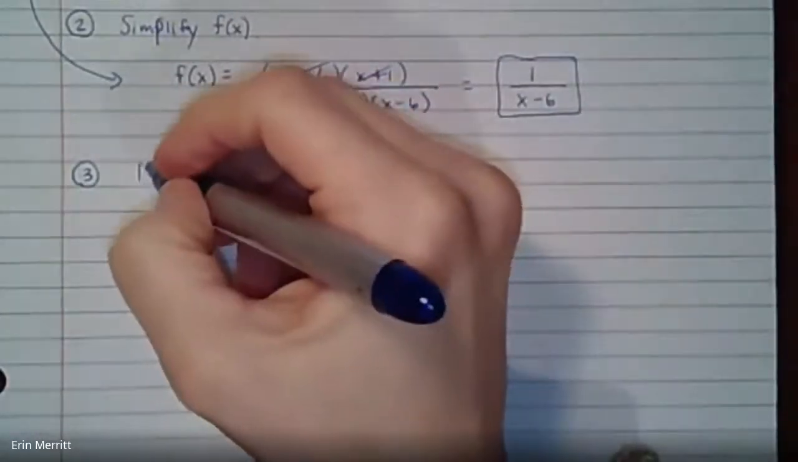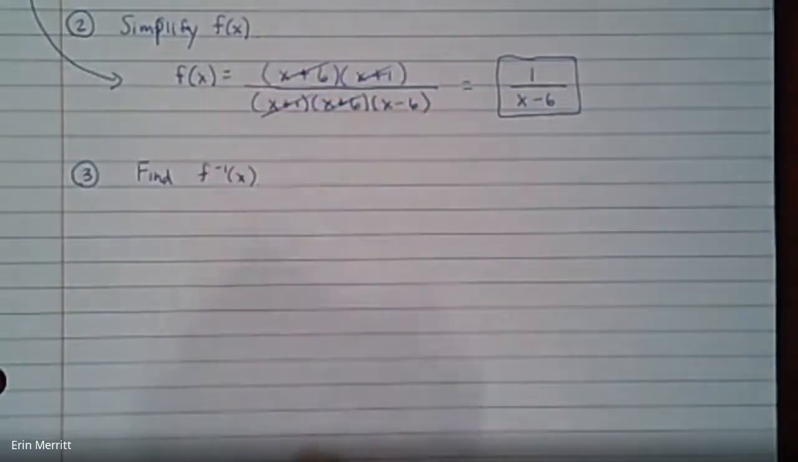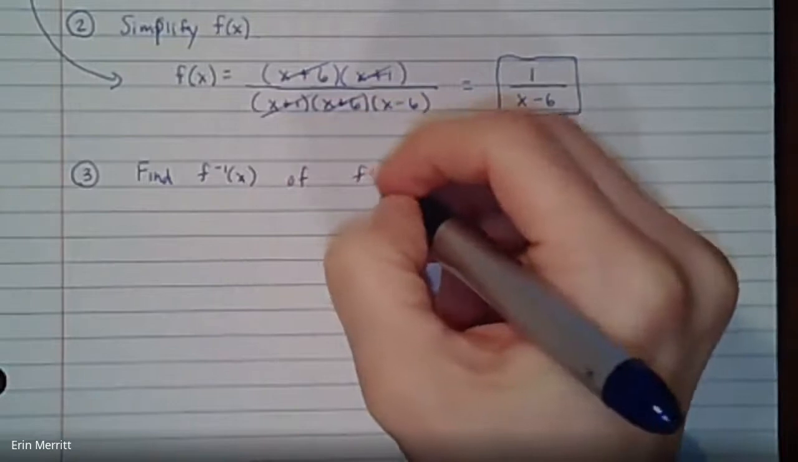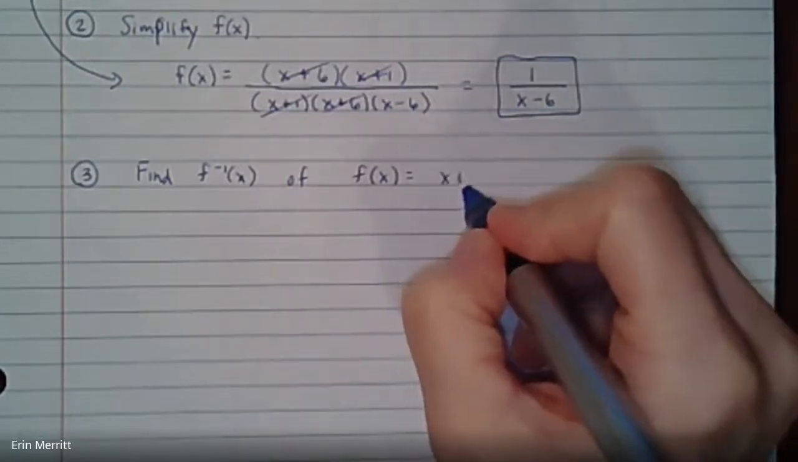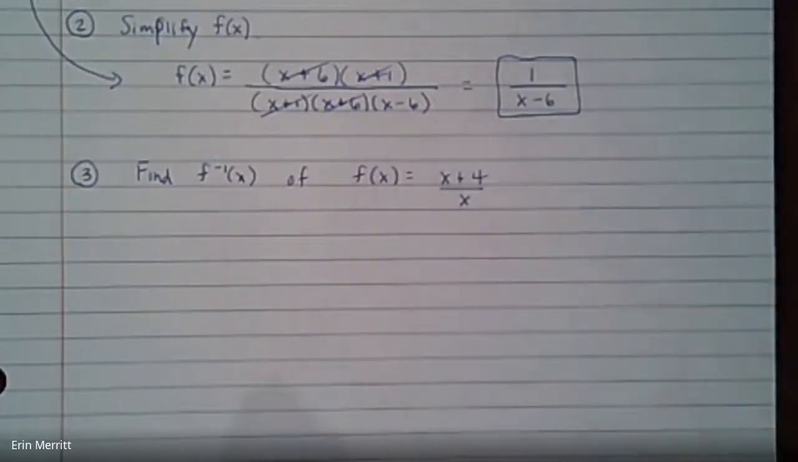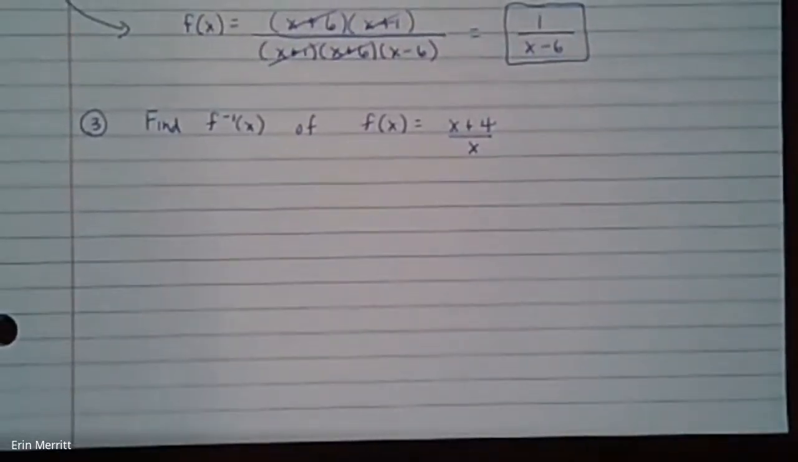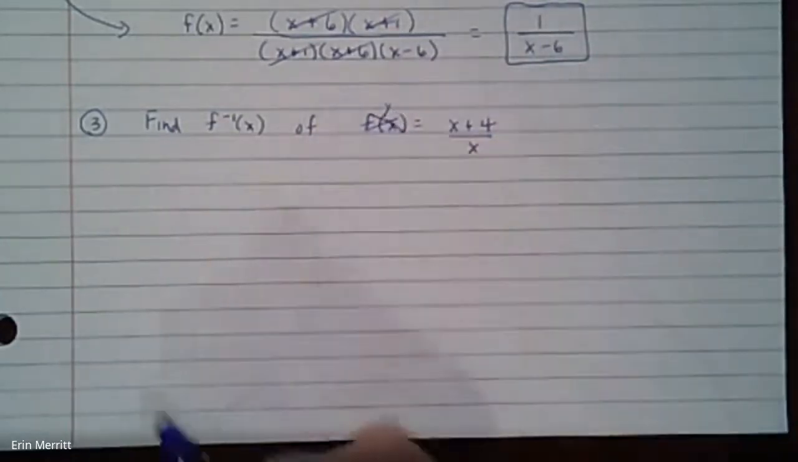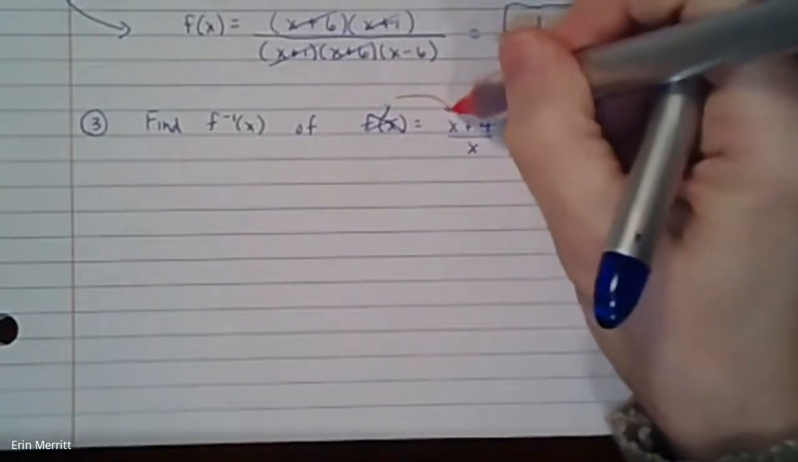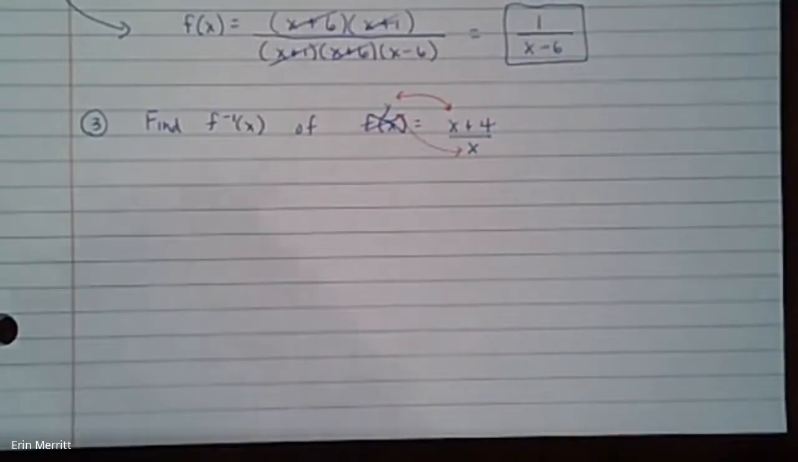And that is to find the inverse of f of x, but not the f of x from up above. I'm going to give you a new one. So we're going to use x plus 4 over x. Okay, for inverse, we are switching and solving. And so here, don't forget, f of x is a fancy old way of saying y. So now flip-flop. Anywhere that there's an x, it's now a y, and vice versa.